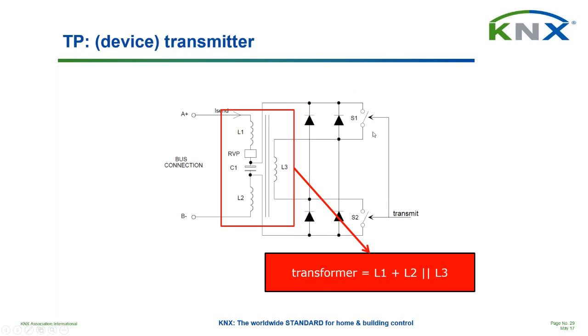What we can also see here is that whenever a device wants to transmit something, this switch is closed, or these two switches are closed, which means that this will cause a voltage drop. So therefore 0 is considered to be an active signal.